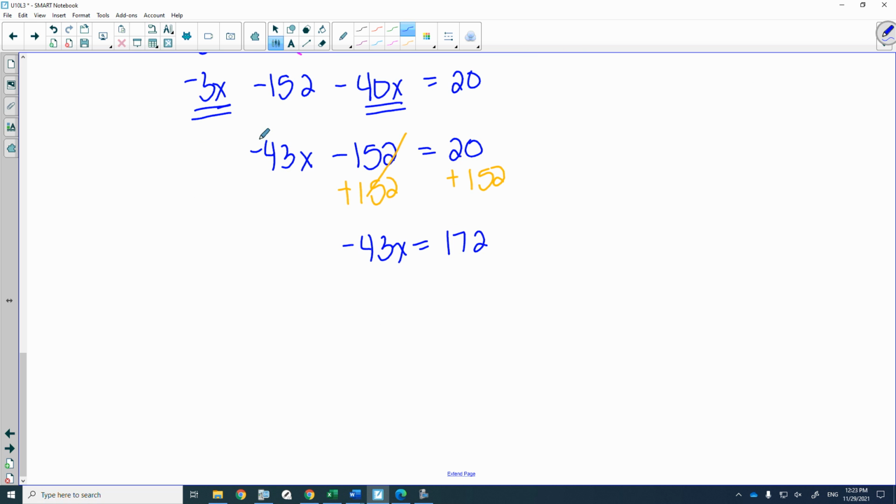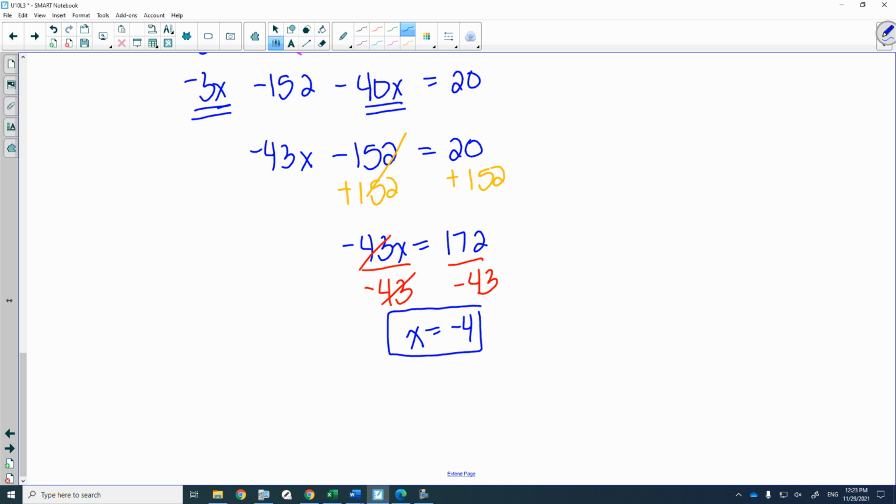Okay, Erin, how do I get x by itself from here? That's right. It's negative 43 times x, so the opposite of multiplying is division. Divide both sides by negative 43. And then you've isolated your x, and it's going to be 172 divided by negative 43, which would give you negative 4. So we know what x is.